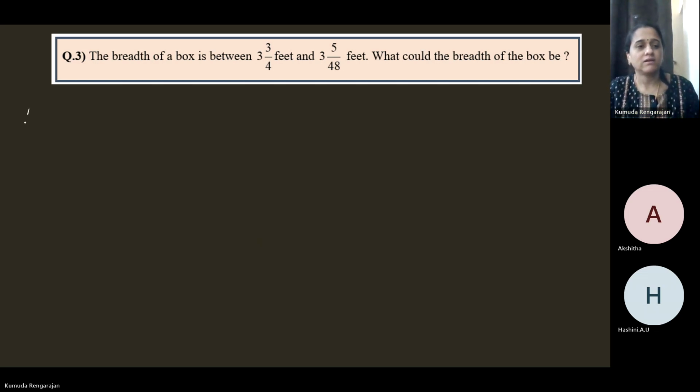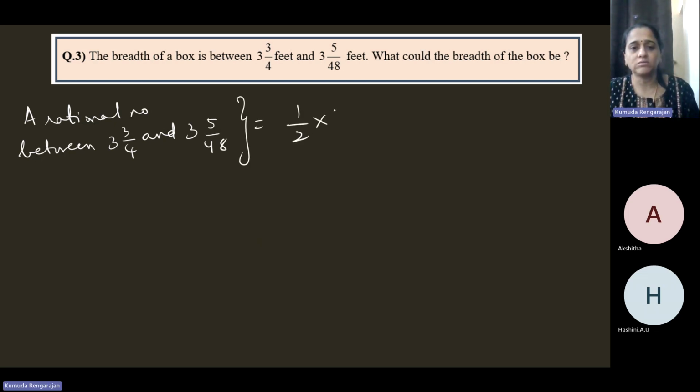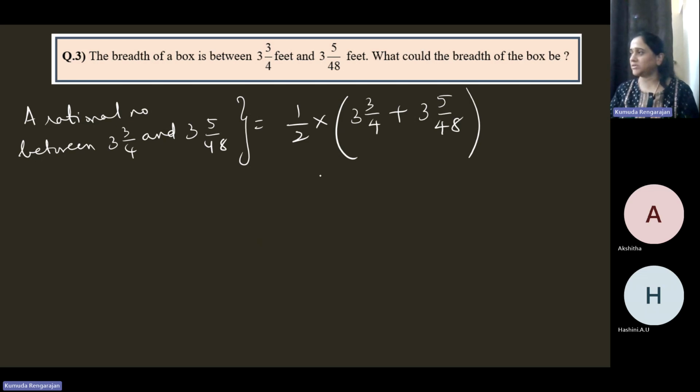A rational number between 3 by 4 and 3 5 by 48 is equal to half into 3 by 4 plus 3 5 by 48. The answer to this question is you should just find a rational number between these two numbers. We can put also equal. Yeah. 170 plus 40. So 53 by 48.